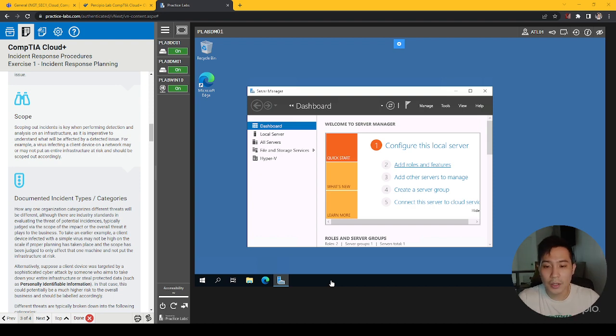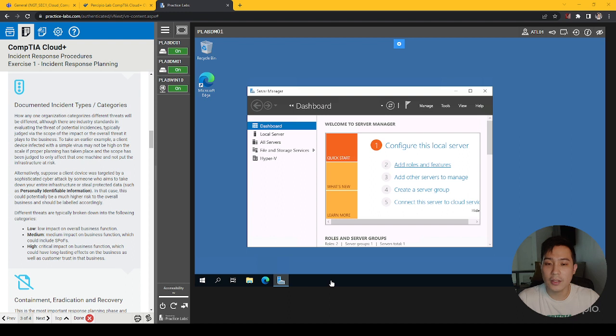Another one would be documented incident types or categories. Now, how organizations categorize different threats will be different. Although there are industry standards in evaluating the threat of potential incidents, typically judged via the scope of the impact or the overall threat it plays to the business. Now, to take an earlier example, a client plays to the business.